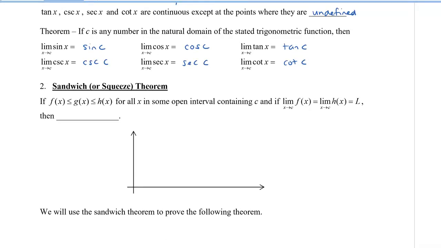We're going to use something called the sandwich or squeeze theorem, and it states that if f of x is less than or equal to g of x, which is less than or equal to h of x, for all the x values in some open interval containing c, then if the limit of f of x as x approaches c, the first function, and the limit of h of x as x approaches c, the last function, both equal L, then the limit of g of x as x approaches c should also equal L, since it's squeezed in between the two functions f of x and h of x.